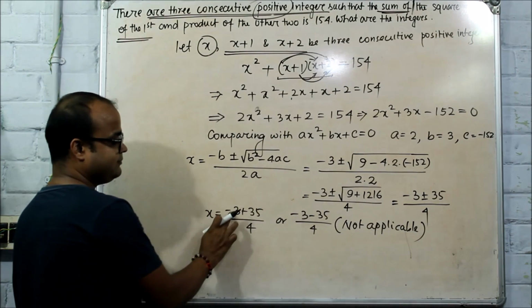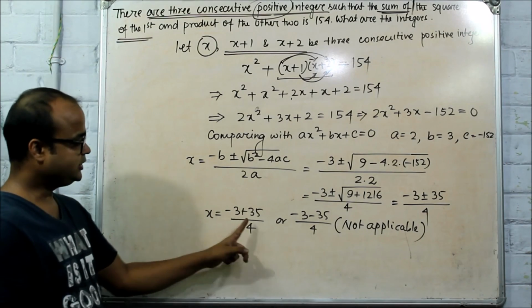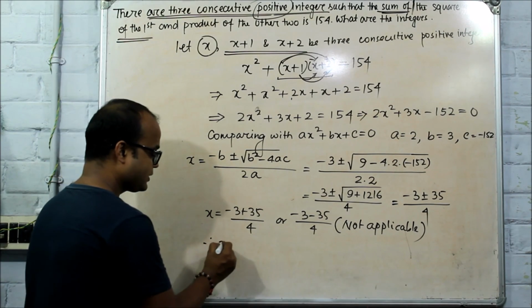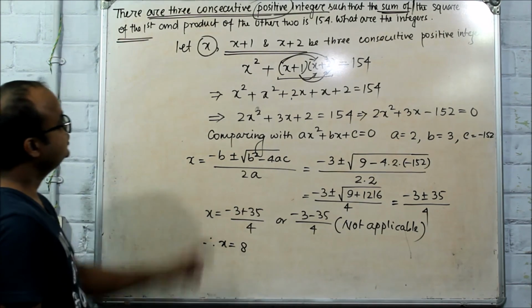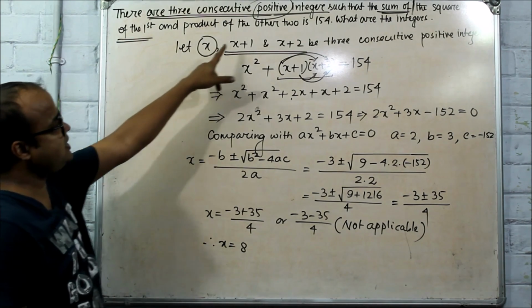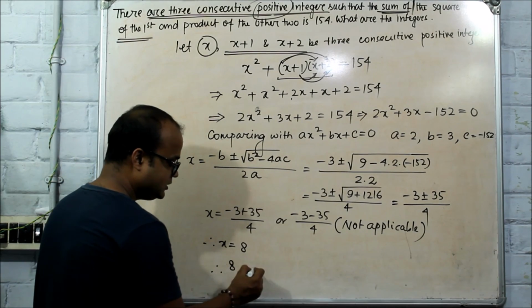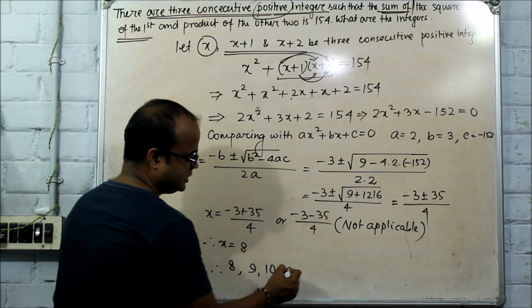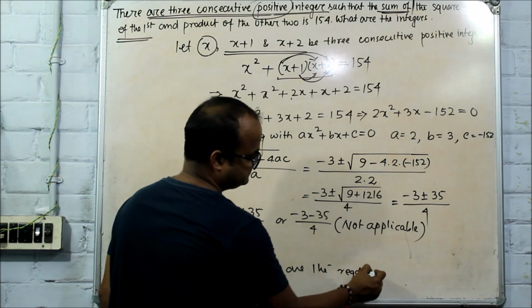Now if you simplify minus 3 plus 35, it is equal to 32, 32 by 4 is equal to 8. So we consider the numbers as x, x plus 1 and x plus 2. Therefore 8, 9 and 10 are the required numbers.